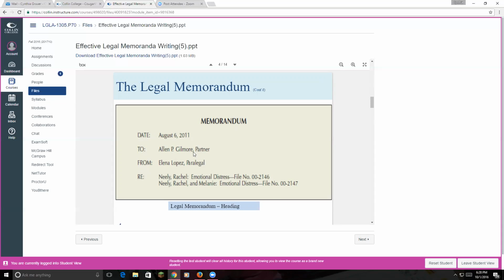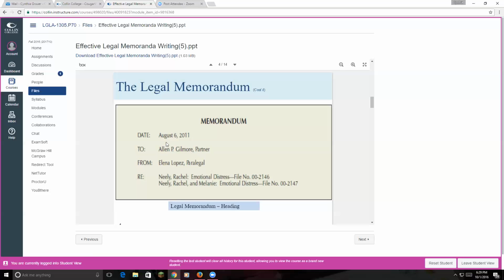Obviously, since you're going to be providing legal advice here, you're not going to write it to the client. You're going to write it to an attorney. In this case, we have his full name, Alan P. Gilmore. Now, in this particular example, they've designated his title. He's a partner in the firm. Some law firms, that would be common to designate. Some law firms would just end it with Gilmore. So either way, it kind of works out.